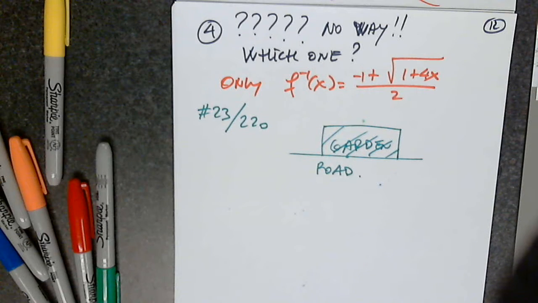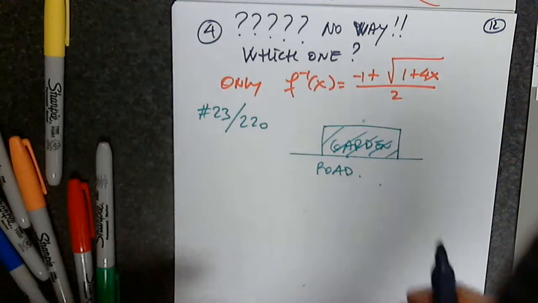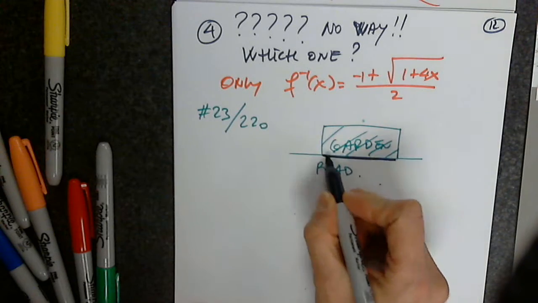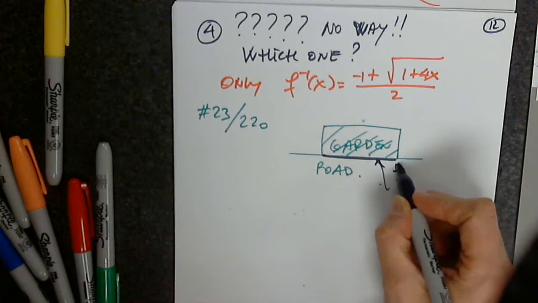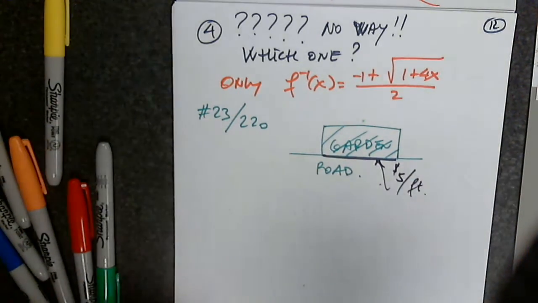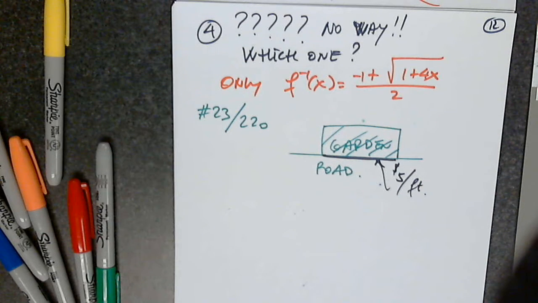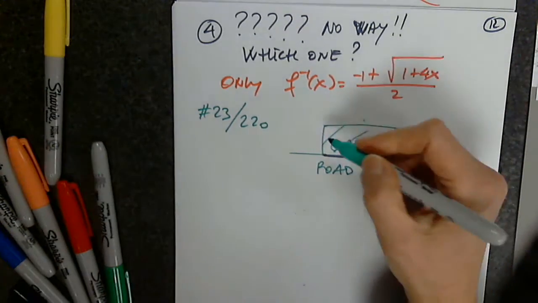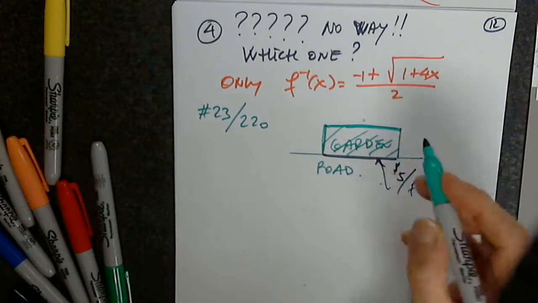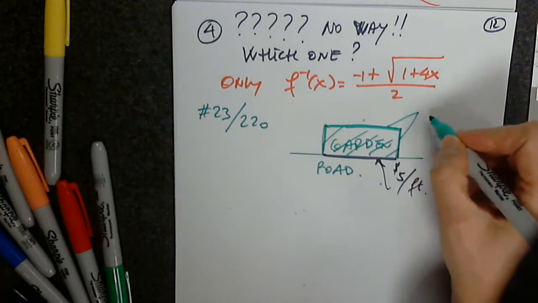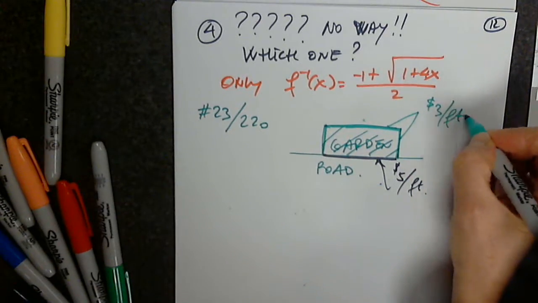Or a property. The fencing next to the road must be sturdier and costs $5 per foot. So this piece, $5 per foot. But the other fencing costs just $3. So this piece, and this piece, all of them will cost $3 per foot.